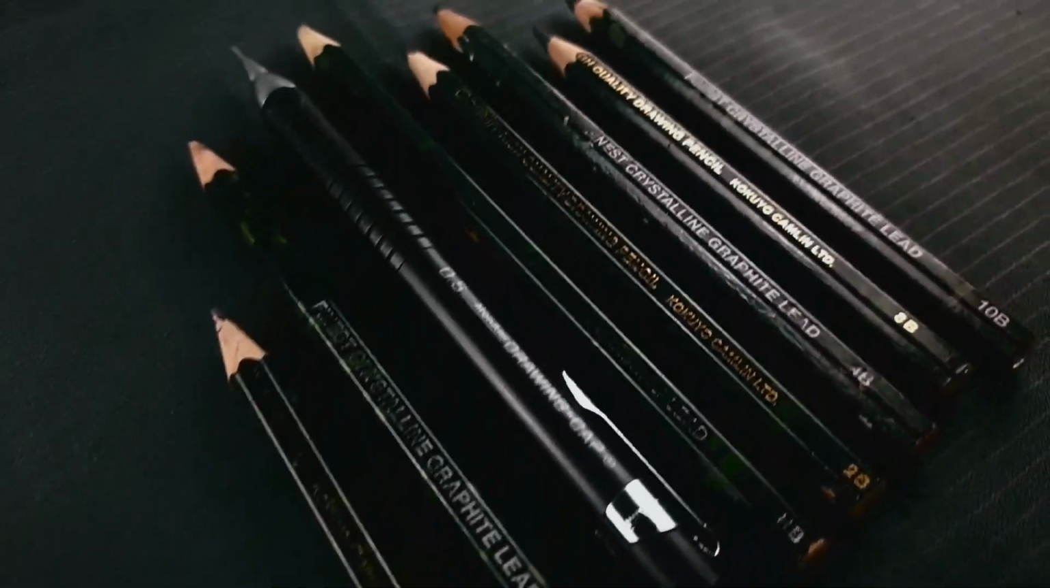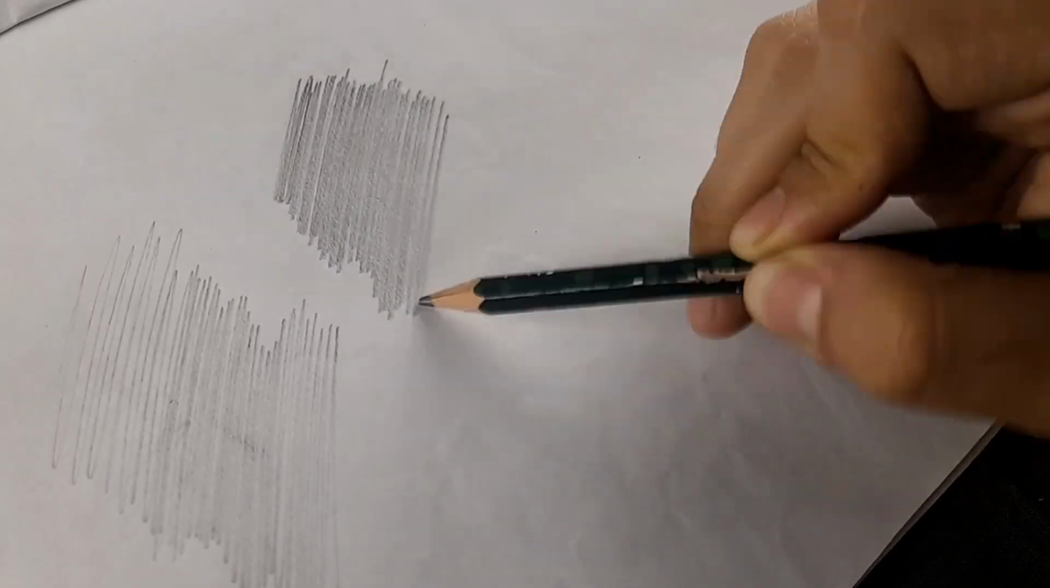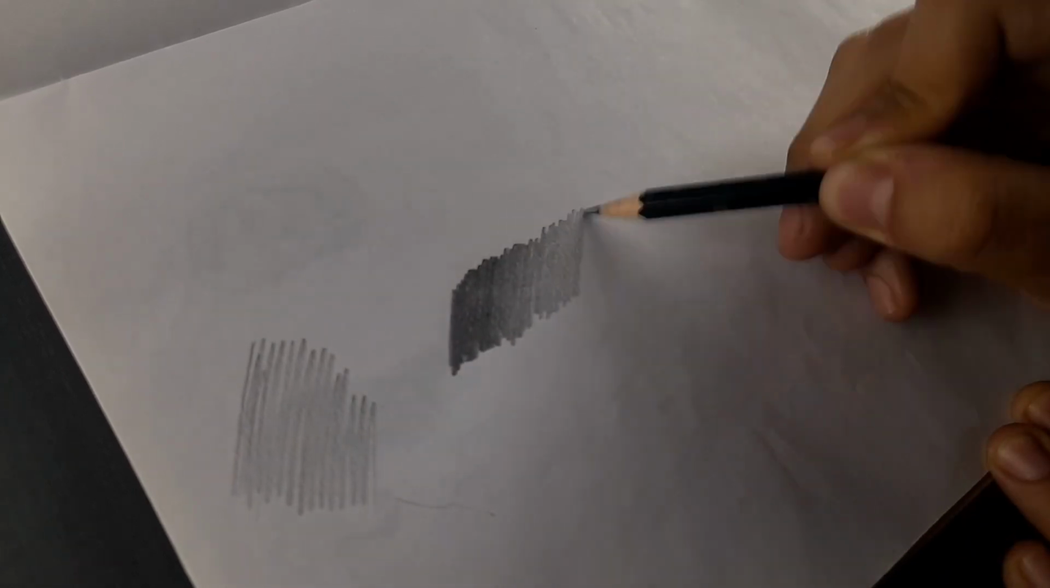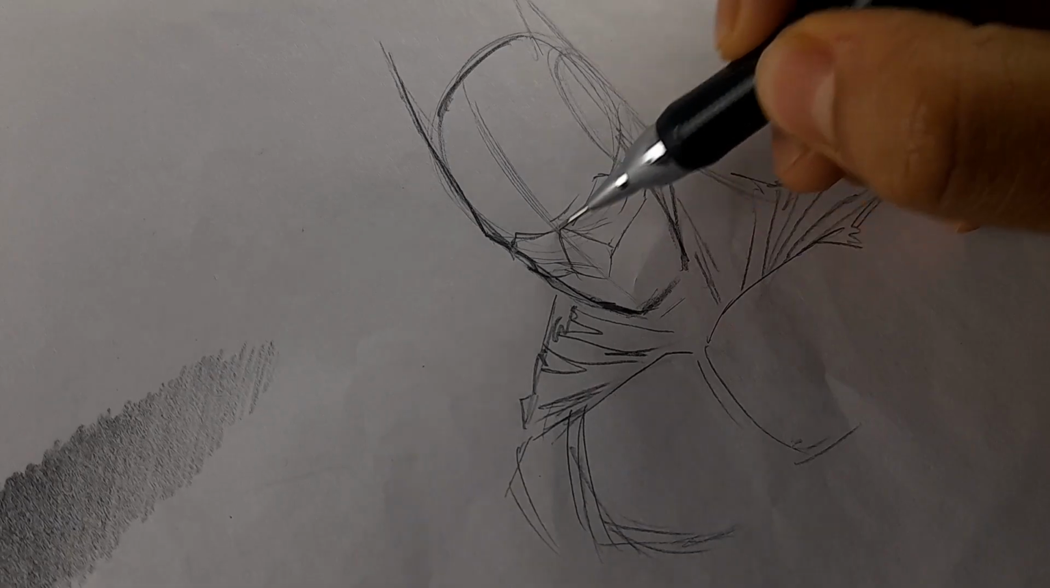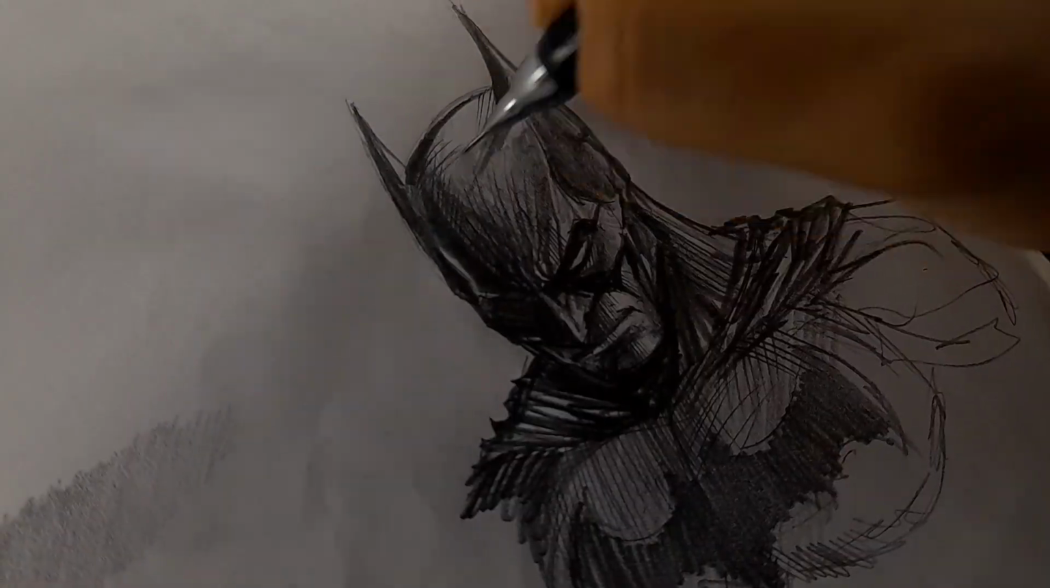Step 1 is choosing the right pencil. When it comes to pencil shading, choosing the right pencil is crucial. Pencils come in different hardness levels, from 9H, which is hard, to 9B, which is soft. The harder the pencil, the lighter the mark it creates, while softer pencils create darker marks. For beginners, it's best to start with an HB pencil or a 2B pencil, as they are not too hard or too soft and can be used to create a range of tones. As you become more experienced, you can experiment with different hardness levels to create different effects.